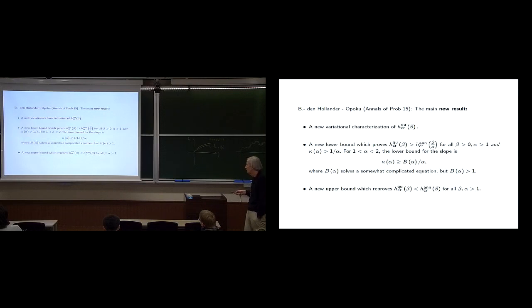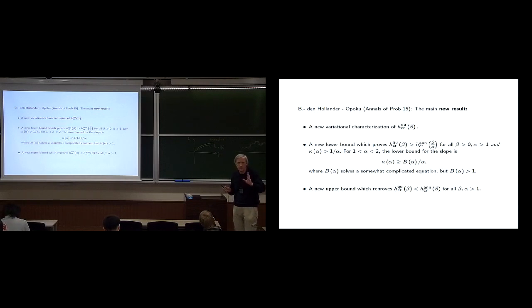Yes. We also got a new upper bound, which is actually slightly worse than the one using the strict inequality between that and that. But I still have considerable hopes that we can improve it using this variational characterization. Now, this variational characterization is somewhat complicated.